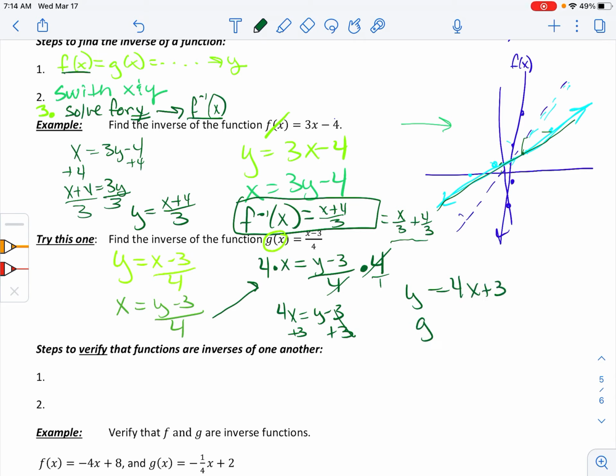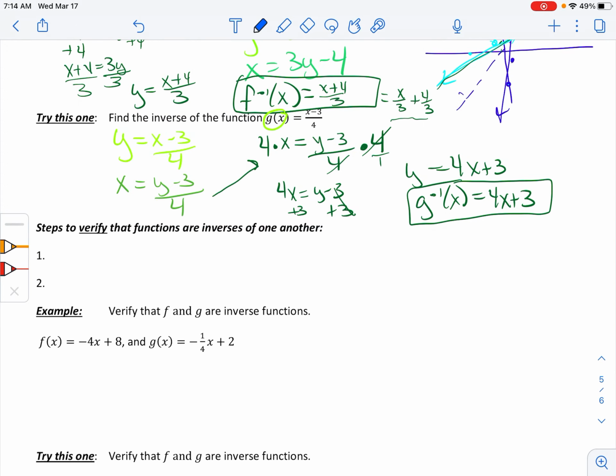And then take a second and rewrite it in the better inverse notation of g inverse of x, or g raised to the negative 1 of x, equals 4x plus 3. Okay, oops, sorry about that.